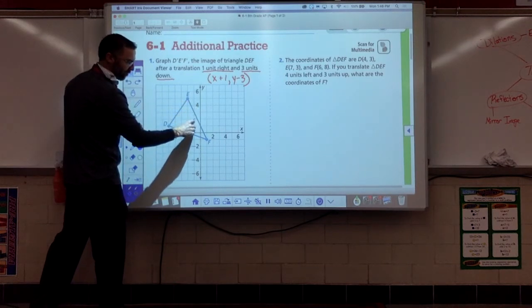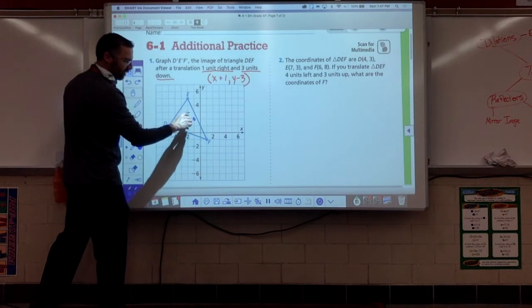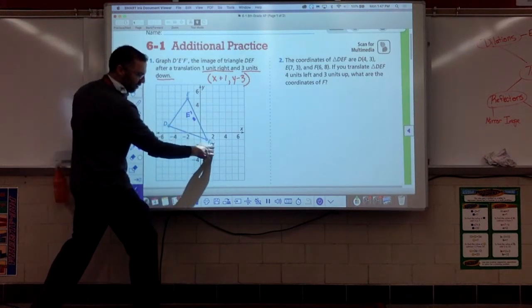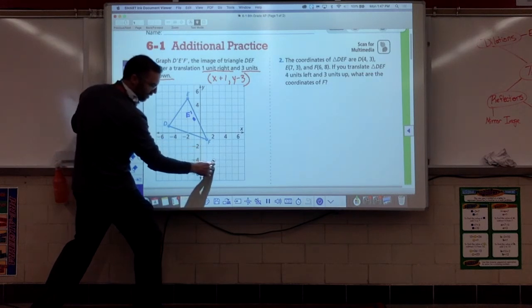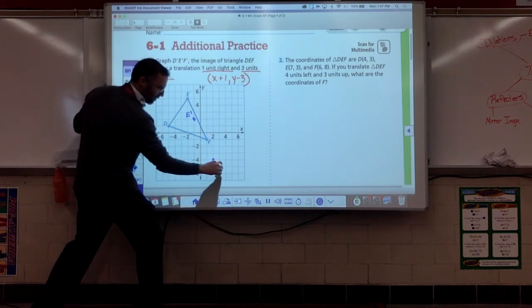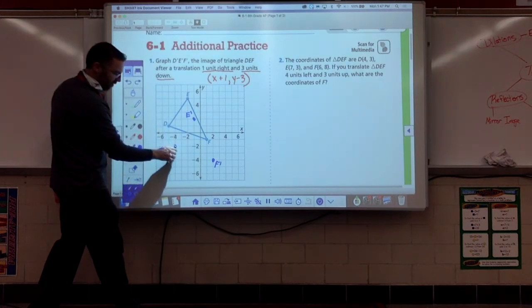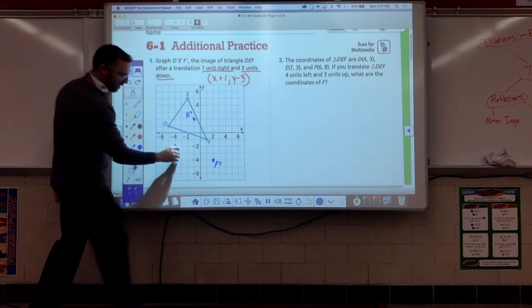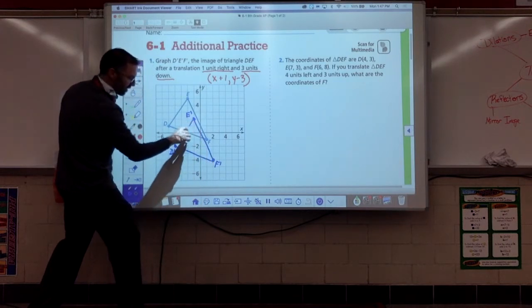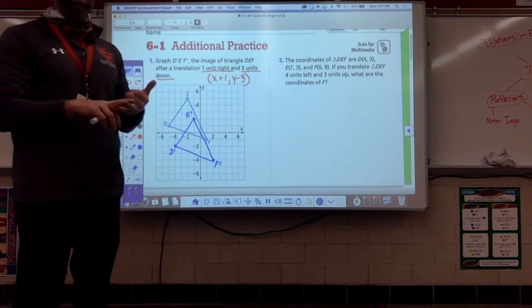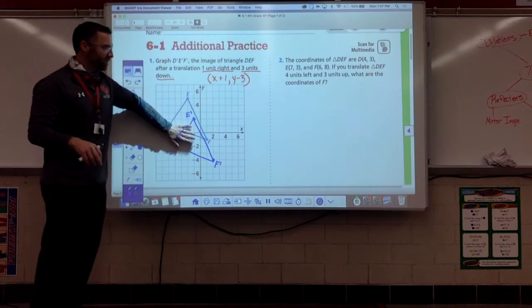1, 2, 3. There is the image of E. Point F, right 1, down 3. 1, 2, 3. There's the image of F. This point, right 1, down 3. There it goes. There's the image of D. Remember, after a translation, your shape should look the same. Same size, same shape, same orientation. It's just in a new spot.